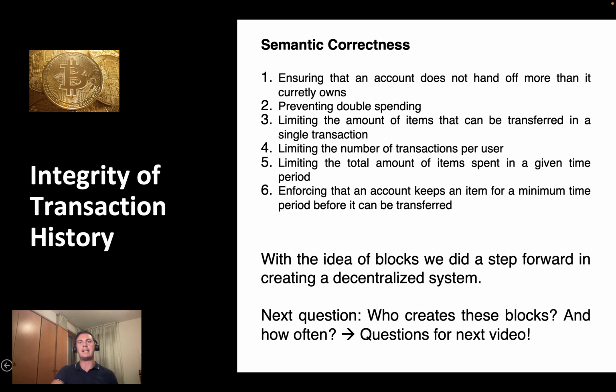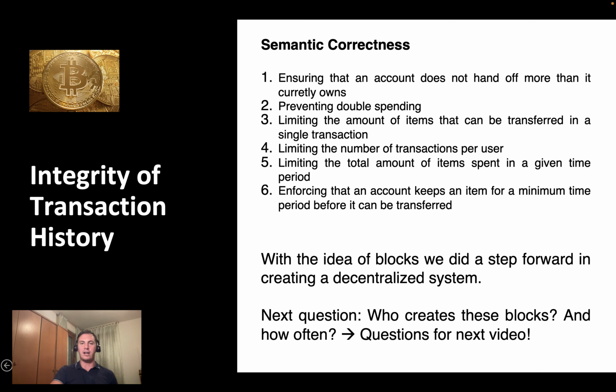Hence, validating semantic correctness requires knowledge of the business domain. Examining semantic correctness of transaction data is based on business rules such as ensuring that an account does not hand off more than it currently owns, preventing double spending, limiting the amount of items that can be transferred in a single transaction, limiting the number of transactions per user, limiting the total amount of items spent in a given time period, and enforcing that an account keeps an item for a minimum time period before it can be transferred.